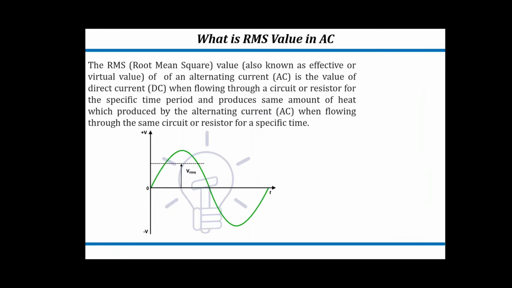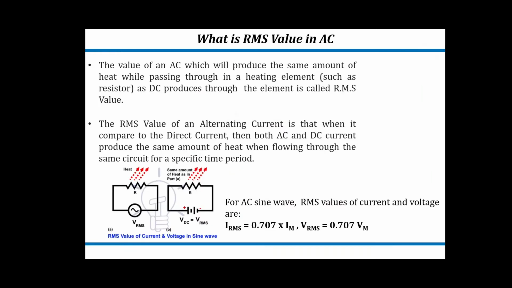So we will start with what is the RMS value in AC. The RMS, root mean square value, also known as the effective or virtual value of an alternating current, is the value of direct current which, when flowing through a circuit or resistance for a specific time period, produces the same amount of heat as that produced by alternating current AC when flowing through the same circuit or resistor for a specific time. This is a diagram for AC current.